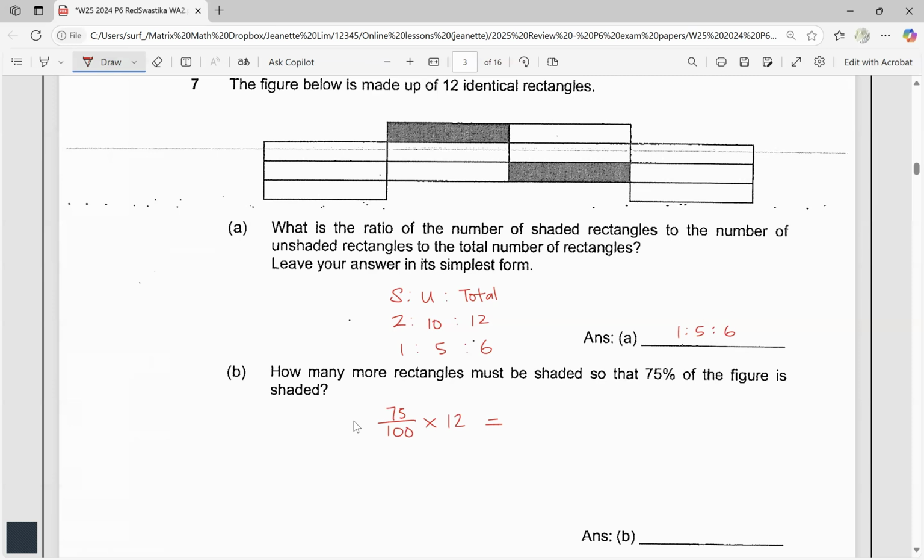So 75 out of 100, if you divide by 25, you get 3 over 4. Then you can simplify again with 4 and 12, or you can take 3 times 12, which is 36. 36 divided by 4 is 9. So 9 is not the answer. 9 is the number of rectangles that has to be shaded, but they're asking how many more. Since we already have 2, we just need 7 more.